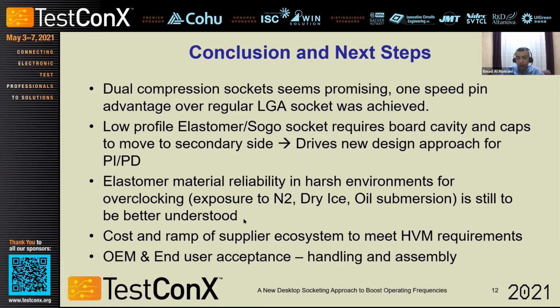The cost of these elastic options is also maybe not as low as what we are enjoying with the current OEM socket. So more work on the cost side is needed. Getting the supplier ecosystem to meet the HVM requirements is another challenge. And of course, getting OEMs to adapt to these and end users to accept them is another thing to work on. So that's mainly what I have here. Please let me know if you have any questions.